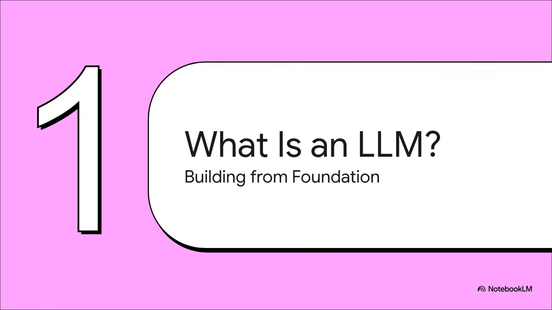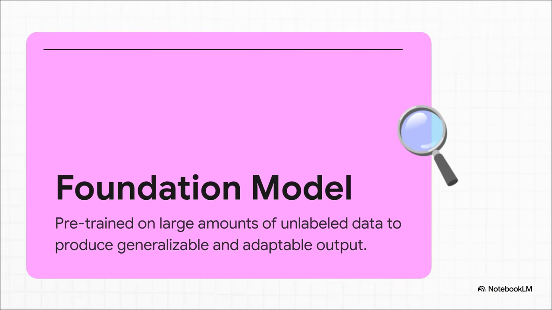Okay, to get to that answer, we've got to start from the ground up. Because to really get what a large language model is, you first have to understand the really big idea it's built on top of. And that big idea, it's called a foundation model. Think of it like the parent category. The key thing here is that these models are trained on just enormous amounts of data that isn't labeled. So instead of us telling it, hey, this is a cat, this is a dog, it just figures out the patterns all by itself. And that's what makes them so incredibly adaptable.